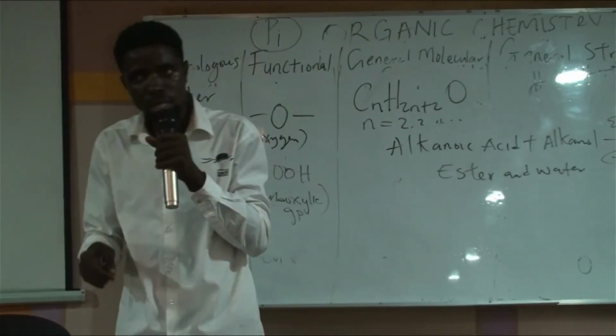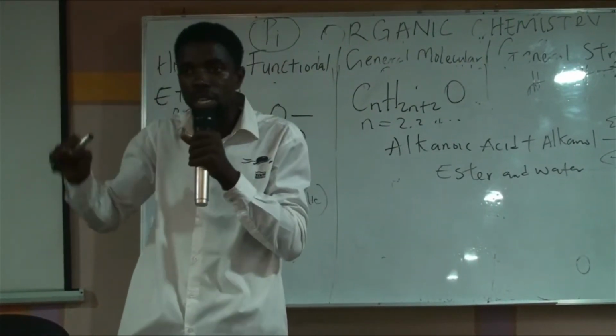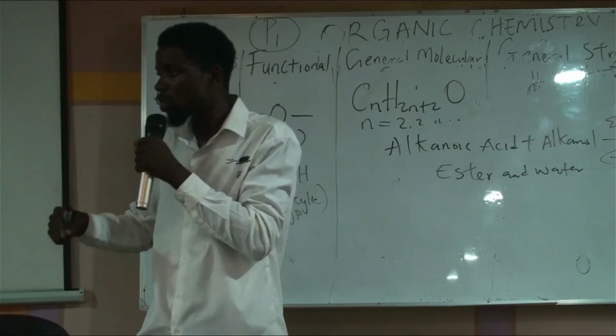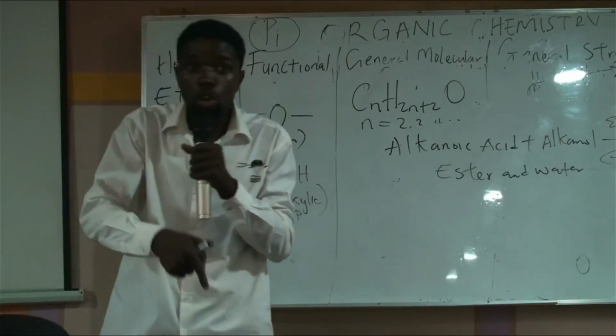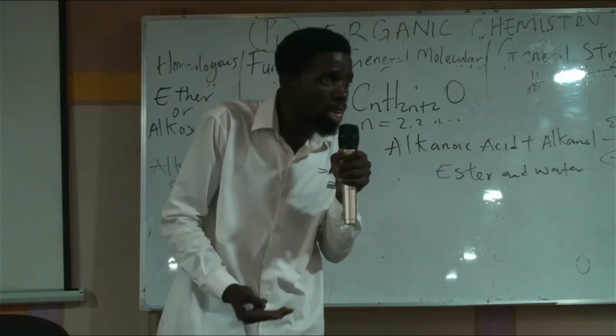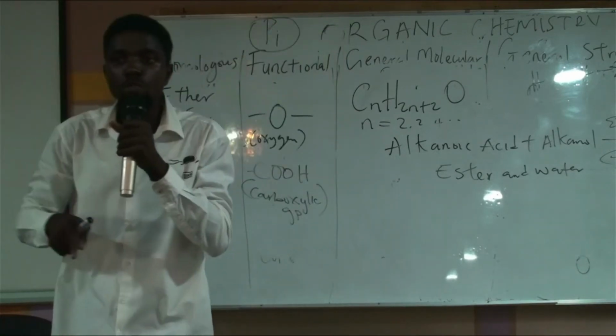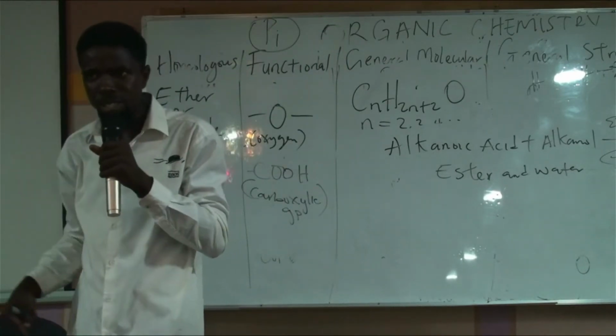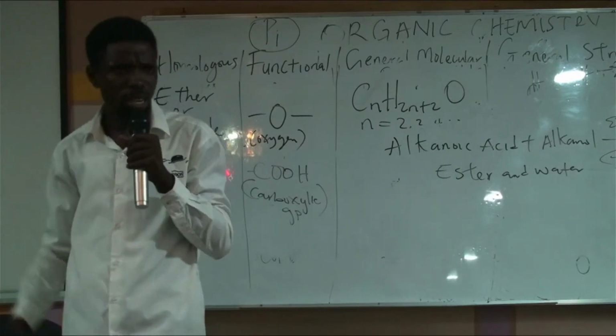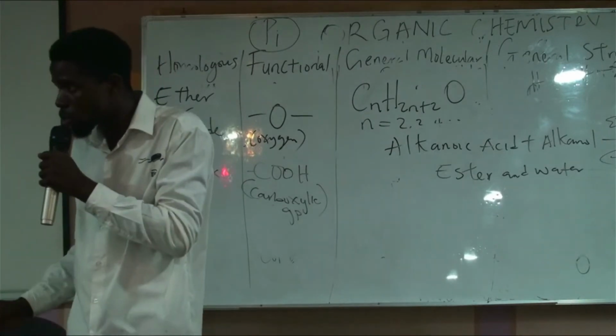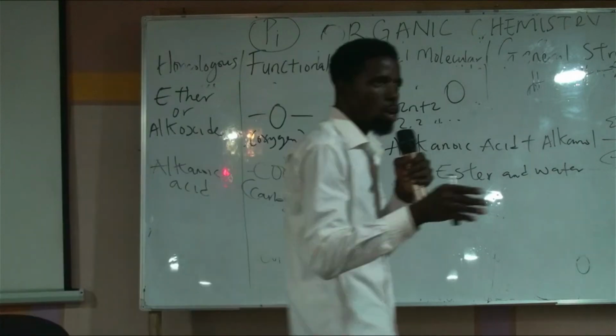I said trichloromethane can also serve as an organic solvent. Tetrachloromethane is also an organic solvent. But when you are asked which one of them is used industrially, the answer is tetrachloromethane. Am I communicating with you? Just have that in mind.